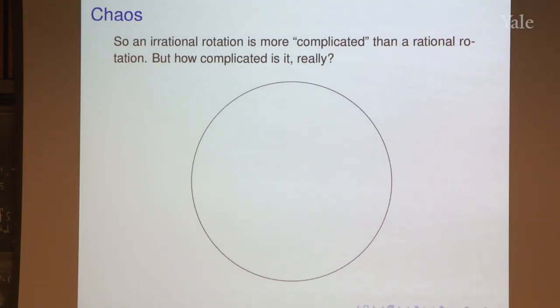For an irrational rotation, the orbit of any point is infinite. Not only is it infinite, it's also dense. It fills up the whole circle. Not only is it dense, the orbit of every point spends equal amounts of time in all areas of the space. So an irrational rotation, we see, is more complicated, in some sense of the word, than a rational rotation. But in some sense, it still seems very simple, right? It's just a rotation.